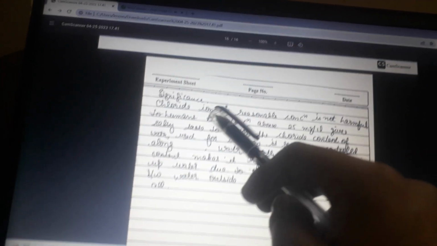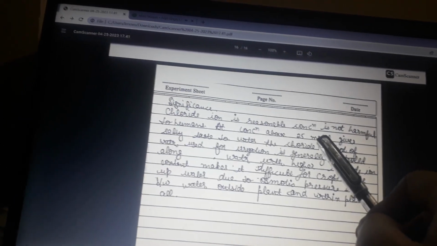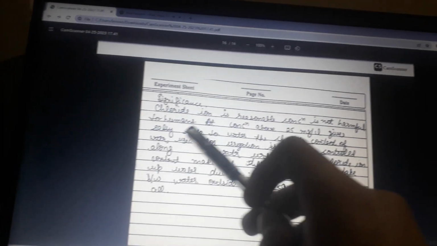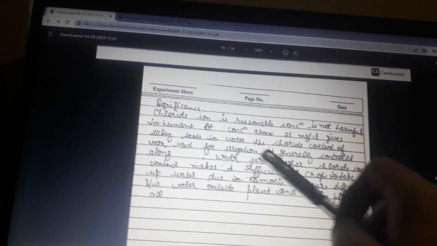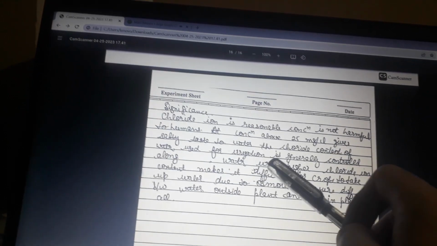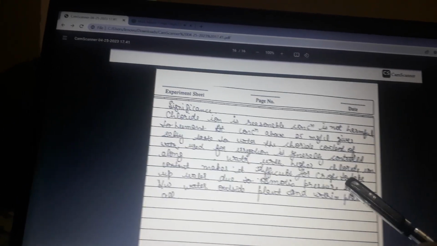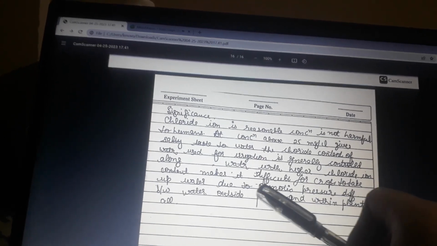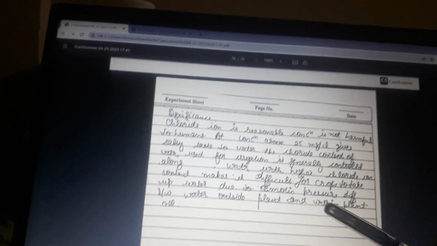Significance: chloride ion at a reasonable concentration is not harmful to humans. At concentrations above 25 mg per liter it gives a salty taste to water. The chloride content of water used for irrigation is generally controlled. Water with a high chloride ion content makes it difficult for crops to take up water due to the osmotic pressure difference between water outside the plant and within the plant.